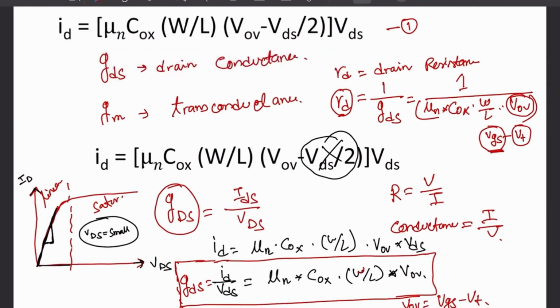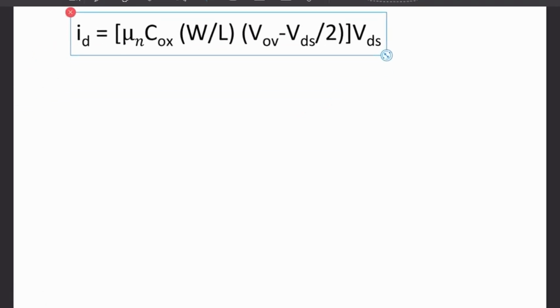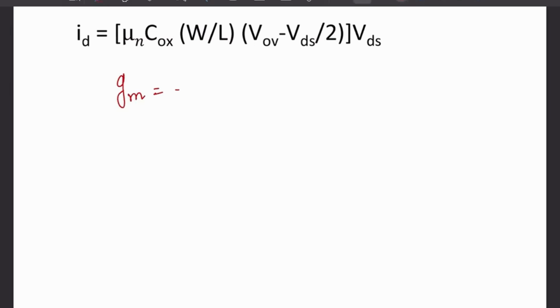So next we will derive the GM, the transconductance. Okay. So what we need to discuss, we need to derive transconductance, right? Transconductance means the same as conductance. GM is equal to I divided by V, conductance, right? But we need to write down which by which.